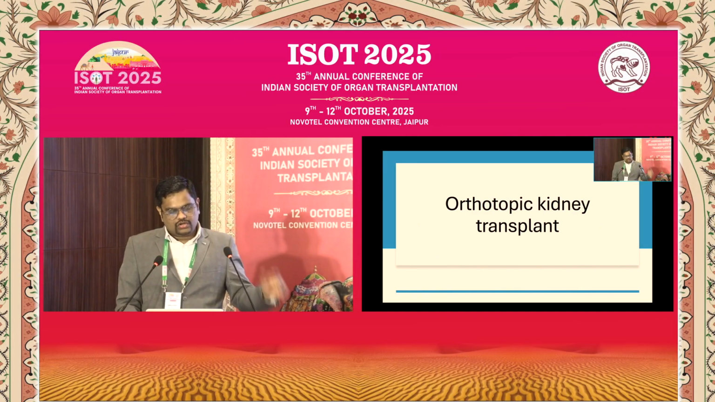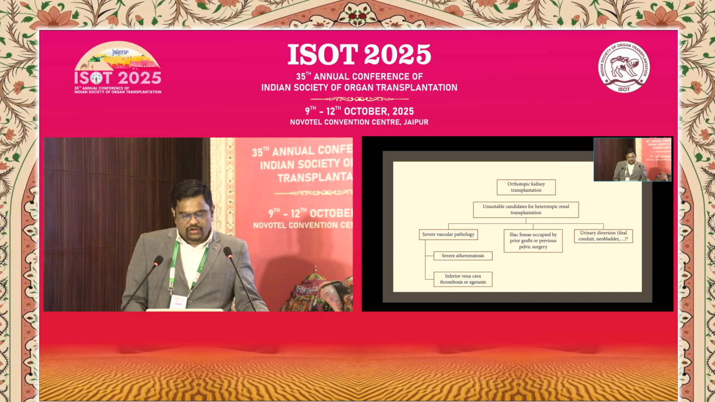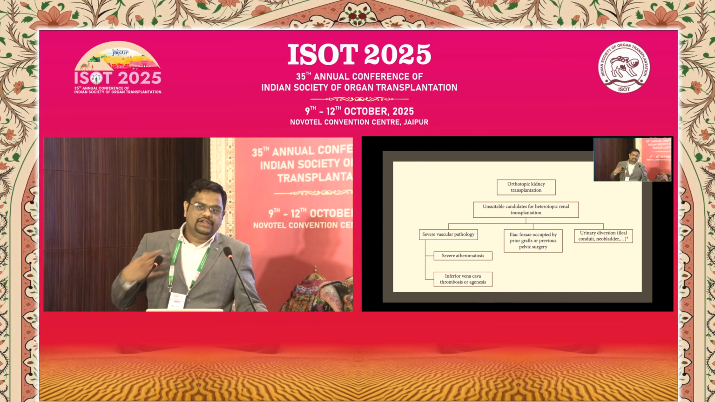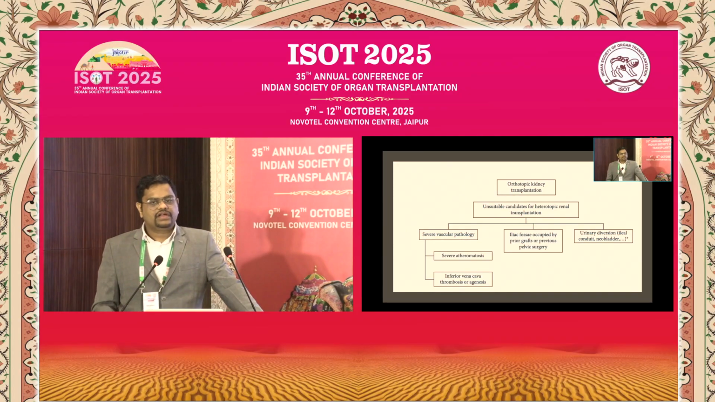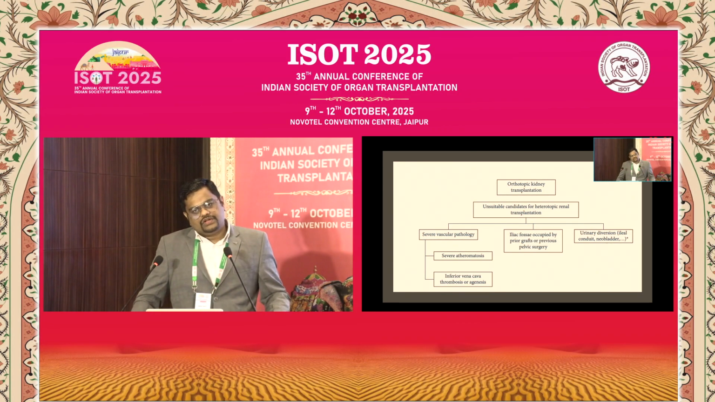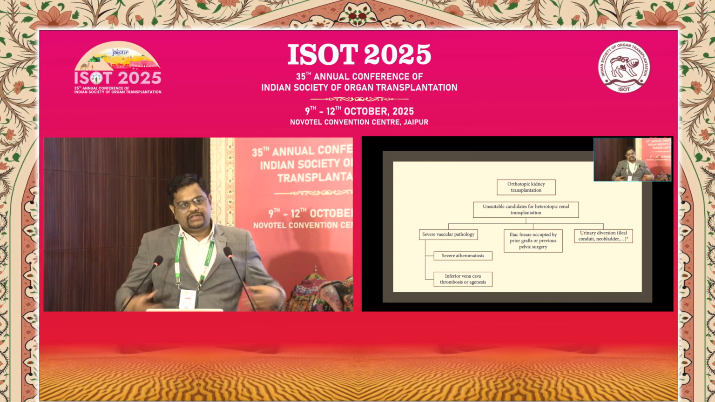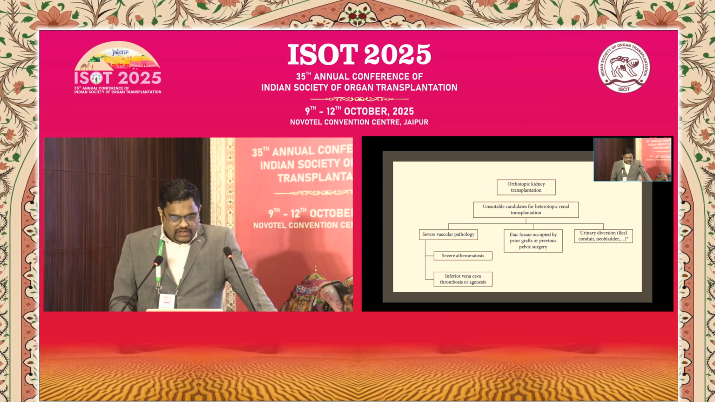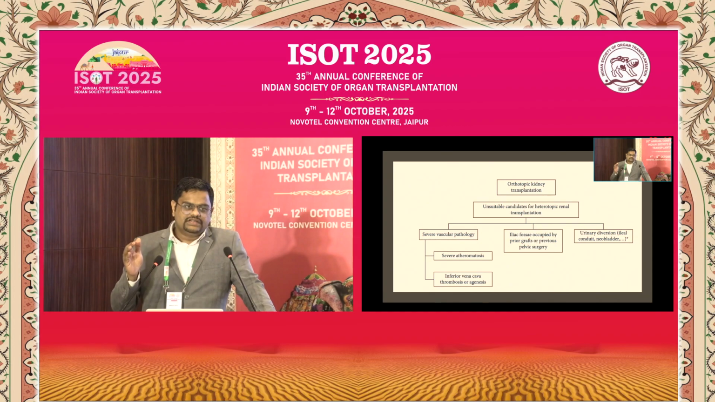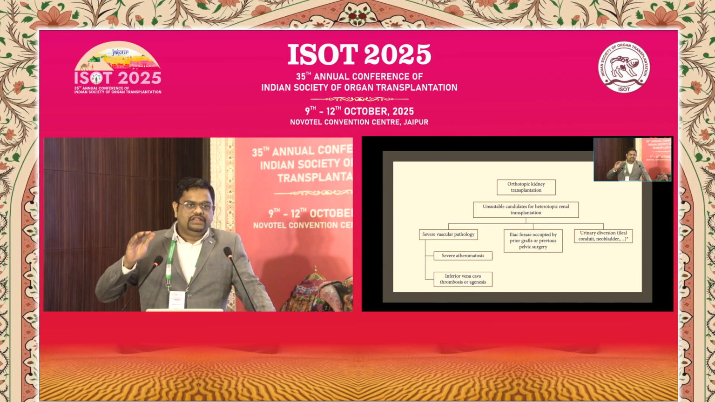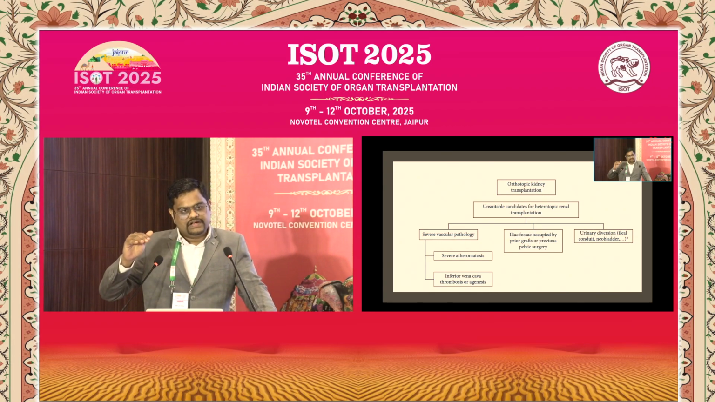Now we'll go to orthotopic kidney transplant. The transplant that we generally do is heterotopic kidney transplant, because we explant the kidney and put it into a heterotopic area, which is the iliac fossa, which is not the original location of your kidneys. If you put the kidney in the original flank position, it is known as orthotopic kidney transplant. Orthotopic kidney transplant is a surgery of exclusion. You do it only in cases where heterotopic kidney transplant is unsuitable.